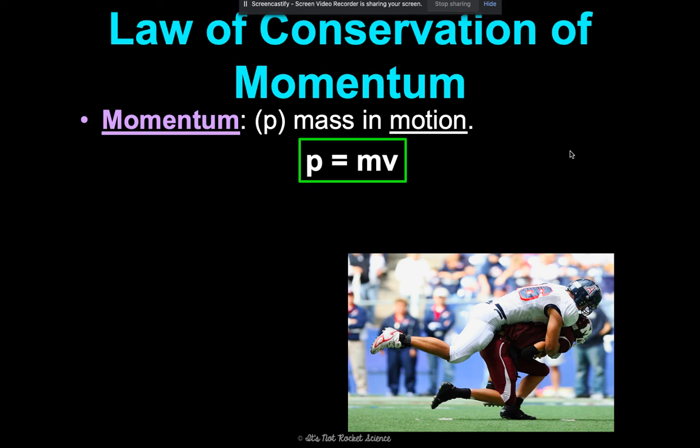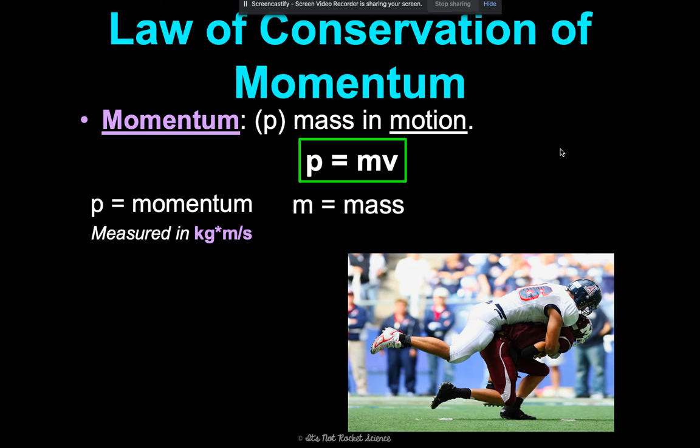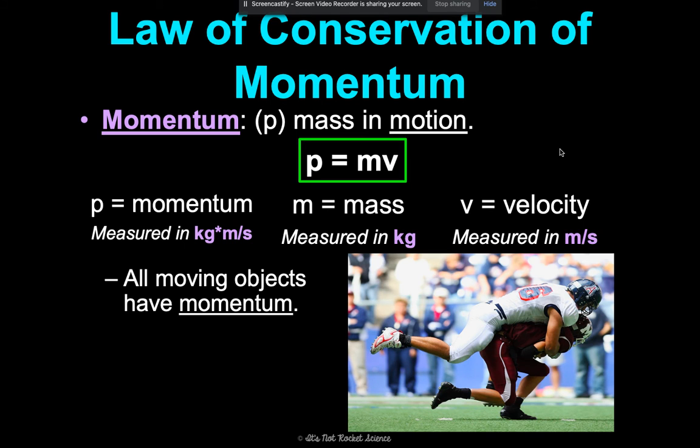We can solve for it. p is momentum, like we've said. That's measured in kilograms times meters per second. Mass is m. It's measured in kilograms. And then velocity is v, and that's measured in meters per second.